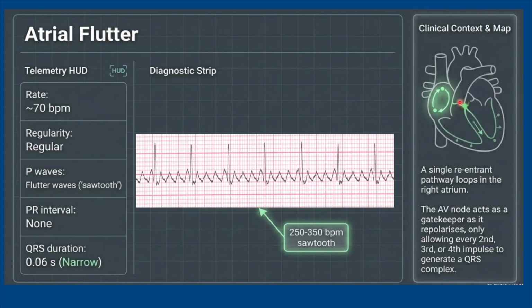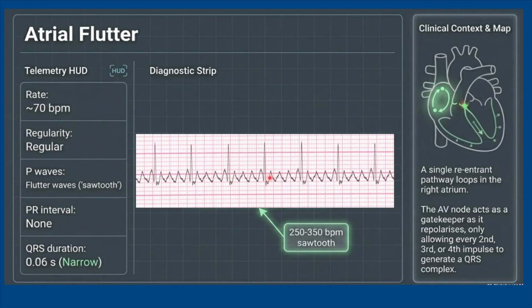The AV node here acts as a gatekeeper, only allowing every second or third or fourth impulse to go to the ventricle to generate the QRS complex. So in this case, a mathematical block would happen, 2 to 1, 3 to 1, or 4 to 1, which will prevent the high rate transmission into the ventricle.